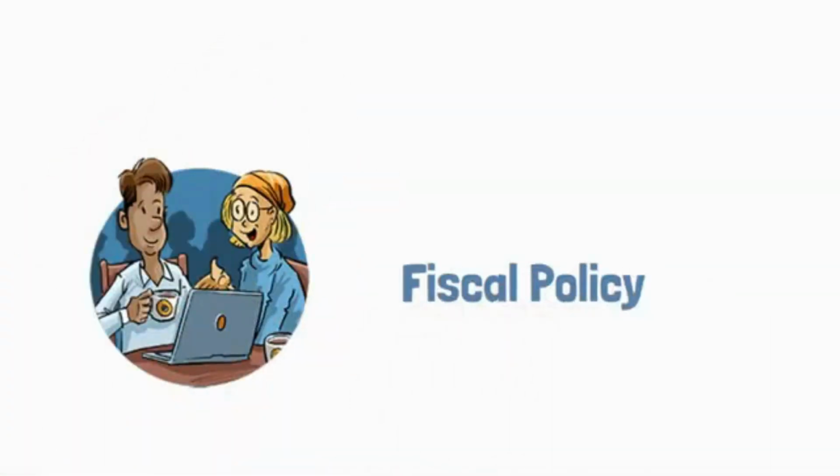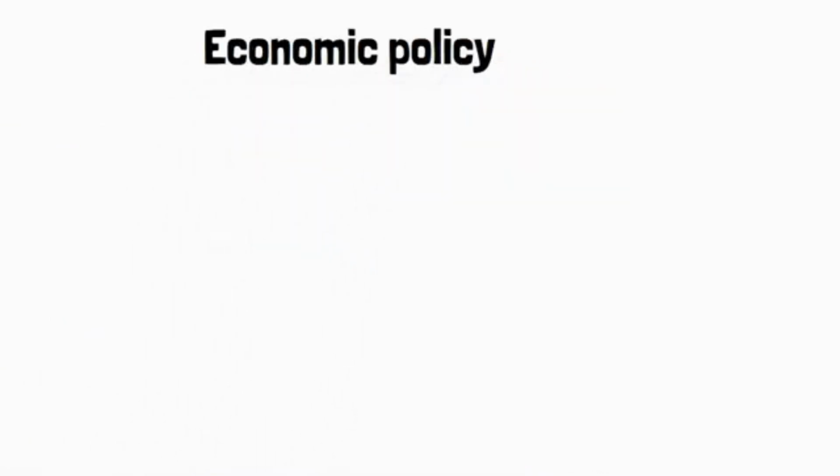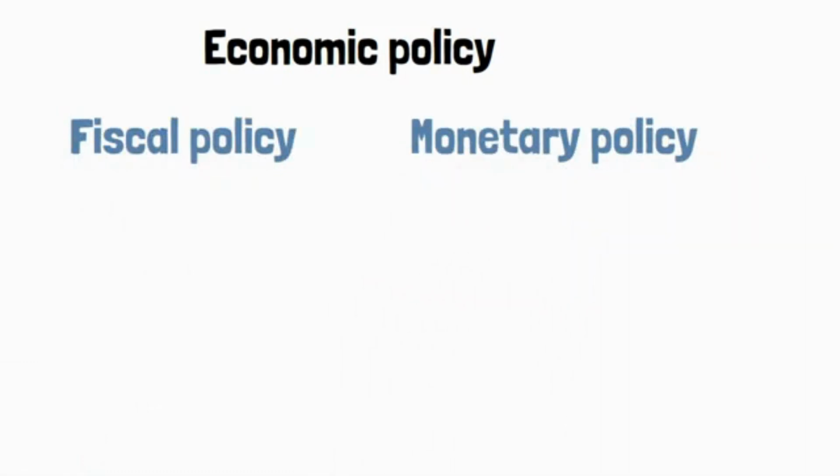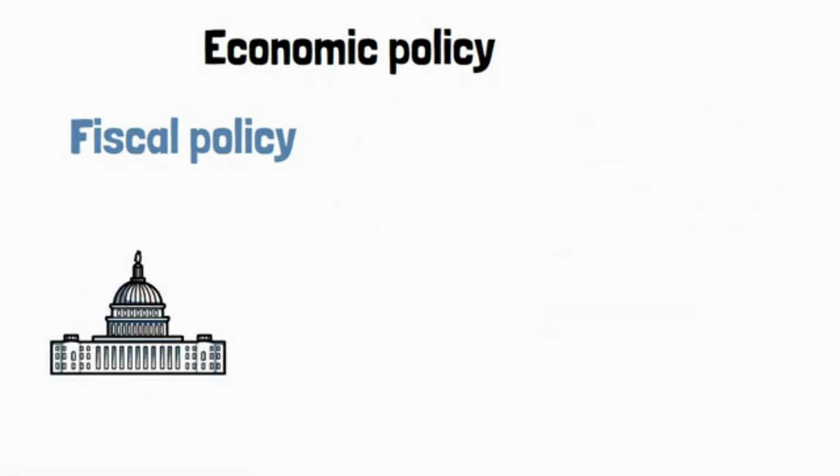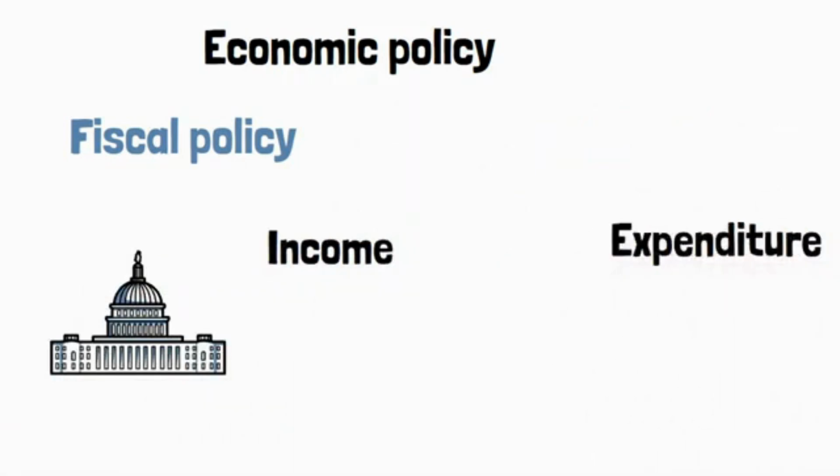Fiscal policy. There are two main ways for the government to manage the economy: fiscal policy and monetary policy. This video is about fiscal policy. Another one discusses monetary policy. Fiscal policy relates to government decisions about taxation and spending.